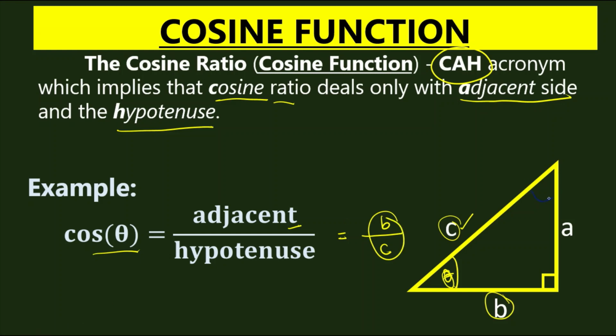Let us put another angle here. For example, the angle here is angle M. What is the cosine M? For cosine M, the opposite is B, but the adjacent is side A. C is still the hypotenuse. So, the cosine M is equal to A over C. That is how we get the ratios in our right triangle.